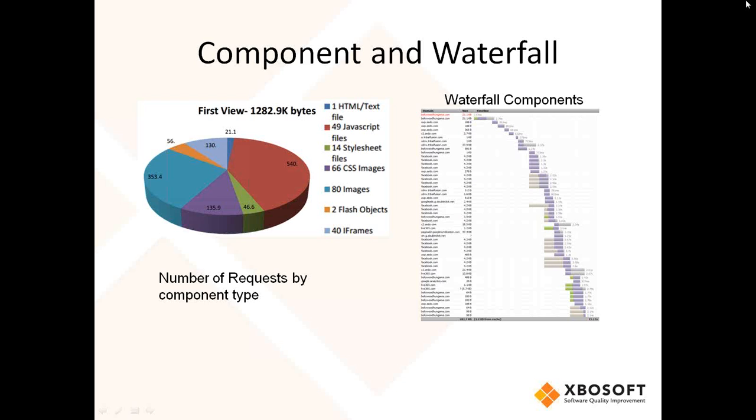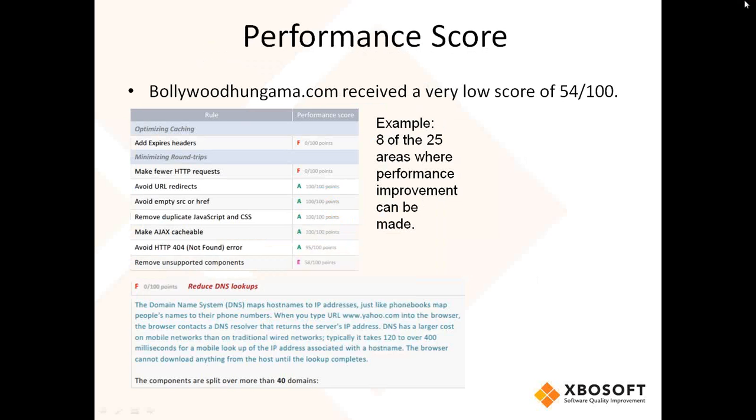And then it also gives you a waterfall of the components. You can see where you're serially in sequence as you're downloading things, what's in parallel and what's not in parallel, and it gives you each of those things so you can get a good view of what's going on. And then it gives you a performance score. Well, for Bollywood Hungama, they received a very low score of 54 over 100. And what it does, it looks at 25 areas where performance can be improved. Here I just showed 8 of those.